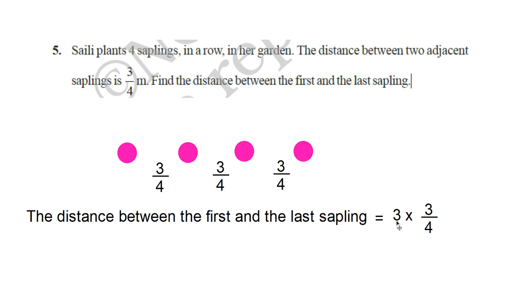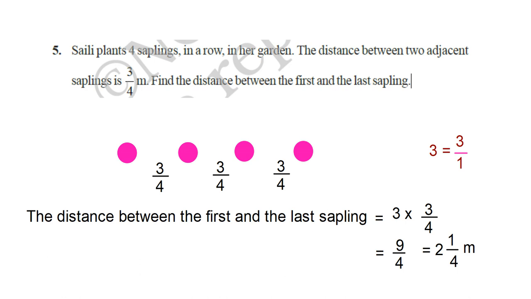Now how do you find out 3 into 3 by 4? 3 you can write as 3 by 1. So it is 3 by 1 into 3 by 4. That is, you can write 3 into 3, that is 9 by 4. Now while making it into a mixed fraction, it will be 2 1 by 4 meter.